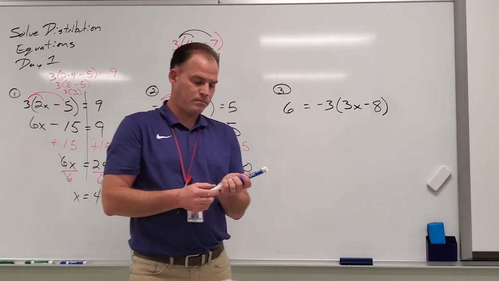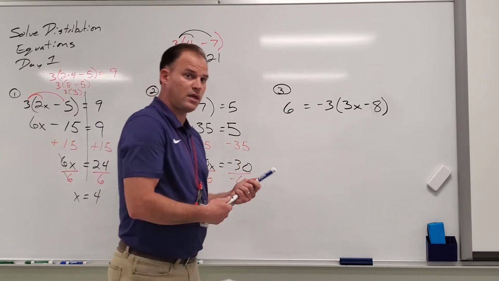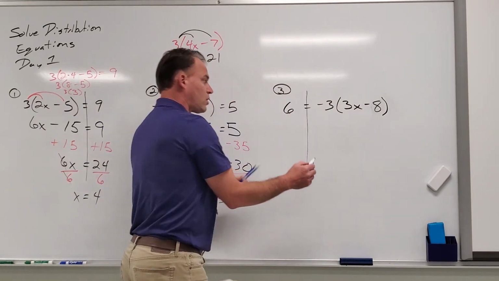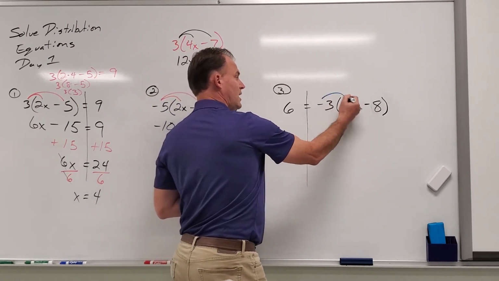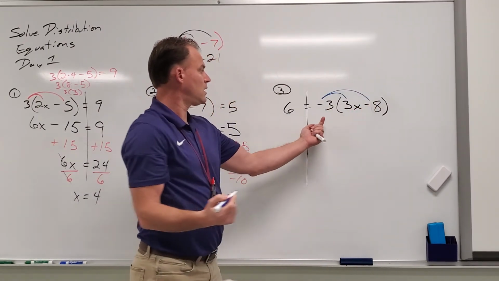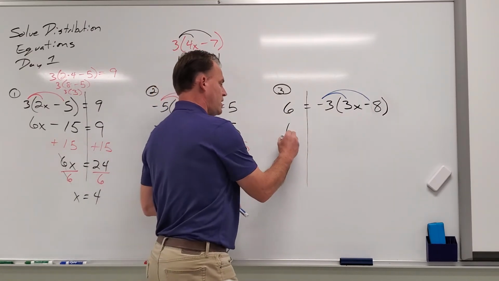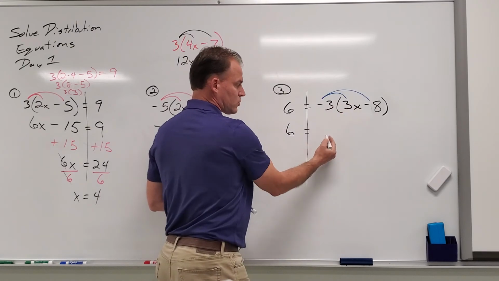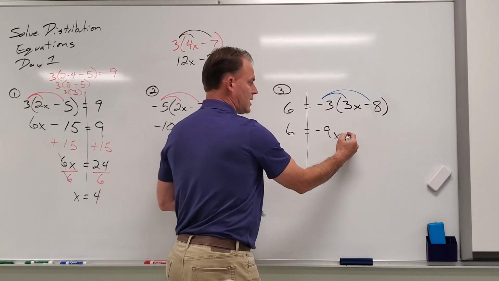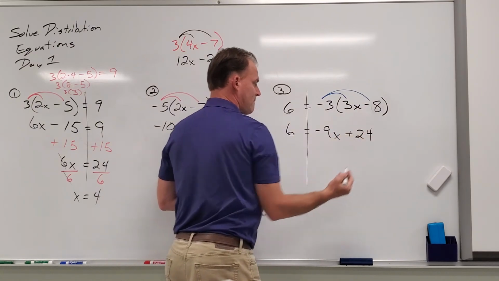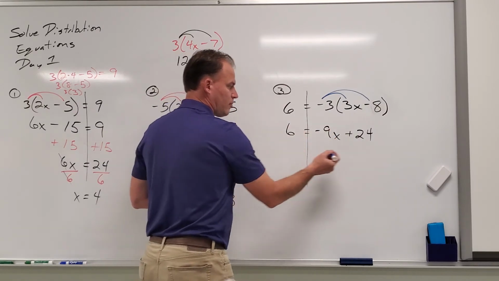Let's do one more, okay? Again, the equal sign is still the equal sign. That hasn't changed. I still have to work on the variable side here. So now I'm distributing a negative 3. Watch your signs on the multiplication. 6 hasn't changed. Negative 3 times 3. Negative 3 times the minus 8 is positive 24. Get the variable by itself.